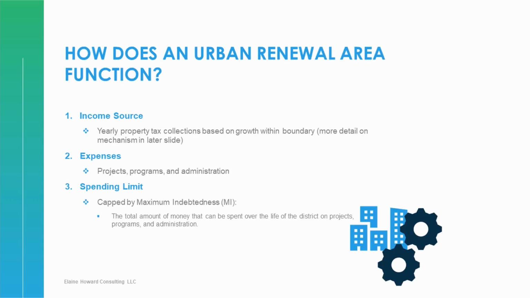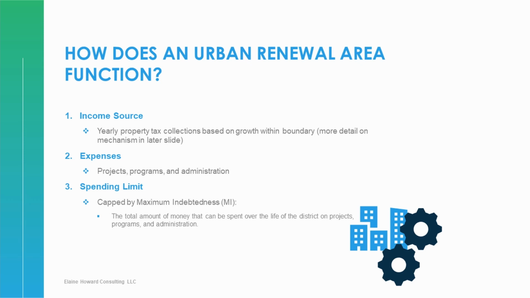Conceptually, the formation of an urban renewal area creates a financial entity capable of completing projects. As such, urban renewal areas have an income source, expenses, and a spending limit. The income source is the yearly property tax collections from the incremental increases in assessed value. This concept will be explained further later in the presentation. The expenses are either the projects and programs pursued or administration. The spending limit is termed an urban renewal area's maximum indebtedness.